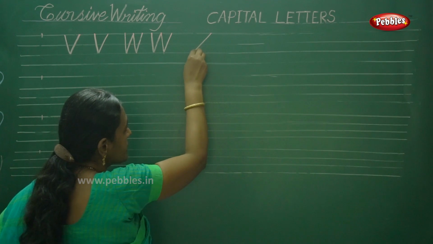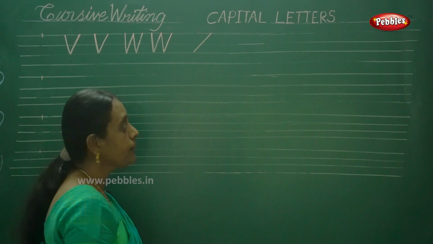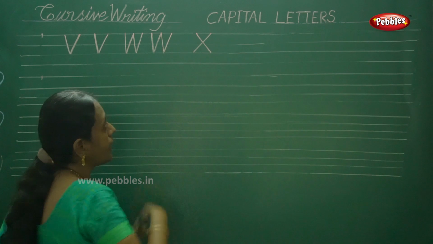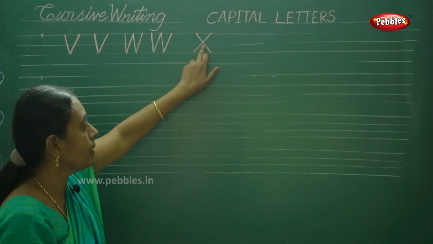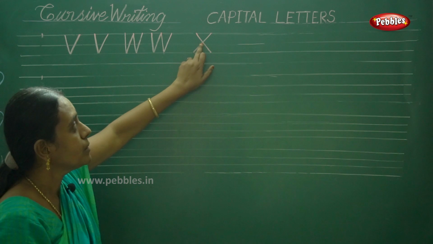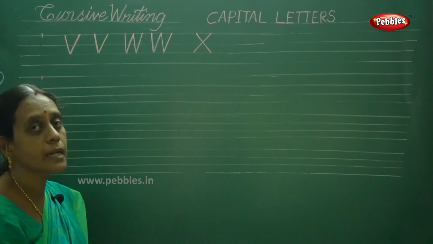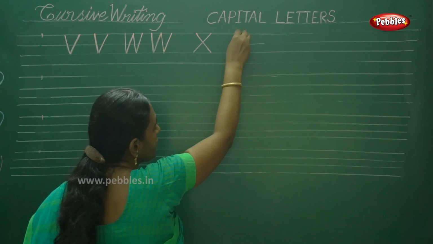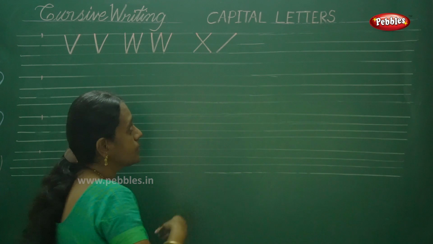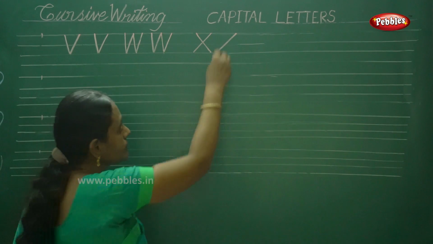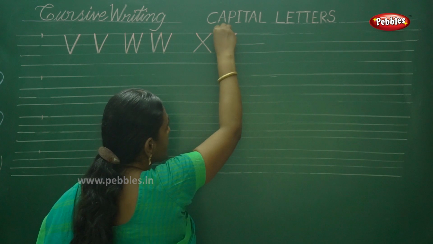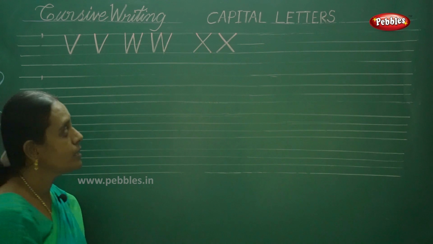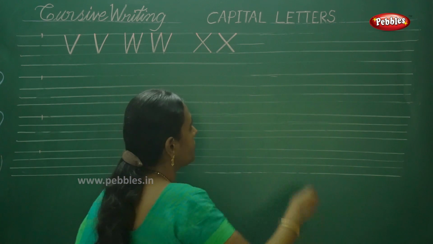capital X, this is a slanting, left slanting line, and a right slanting line. Both these slanting lines exactly cut at the top line. This is the correct way to write X. Again I show you, slanting line from the ascender to the bottom. Next one is from the ascender to the bottom. So X. Next listen, Y.